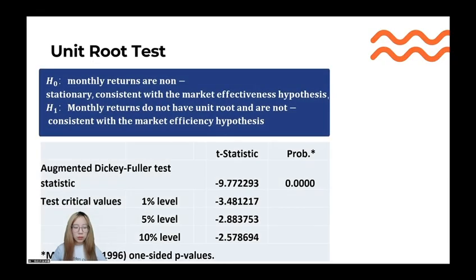The unit root test confirms that most returns are stationary. The ADF test statistic is significant, so we reject the null hypothesis of non-stationarity. This aligns with the market efficiency hypothesis under specific conditions.